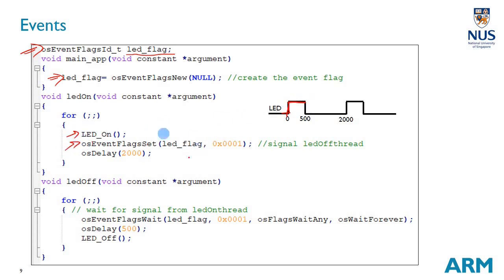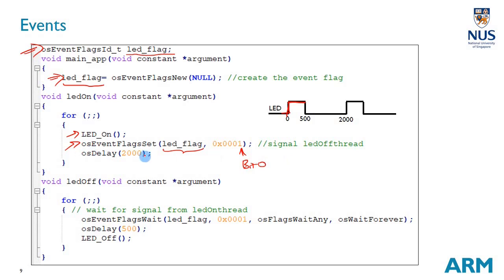So what is the difference between this and the thread flags just now? In the thread flags, this was specific to a particular thread, so we were explicitly setting the flags for a particular thread. In event flags, we are setting it for this new event flags variable that we have created. The difference is this LED flag can be accessed by any thread. It's not tied to a particular thread. That's the main difference. And now we are setting again the bit 0. So this refers to bit 0.